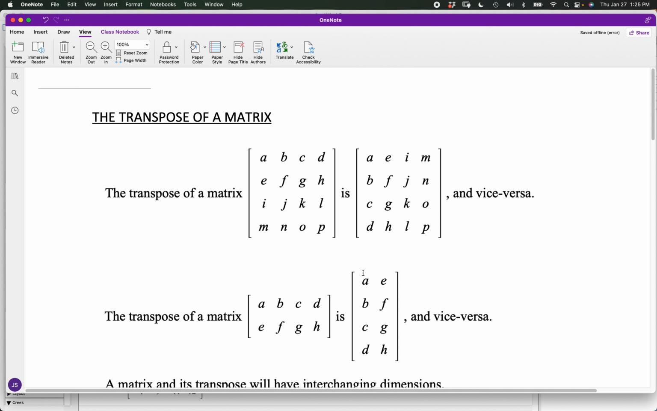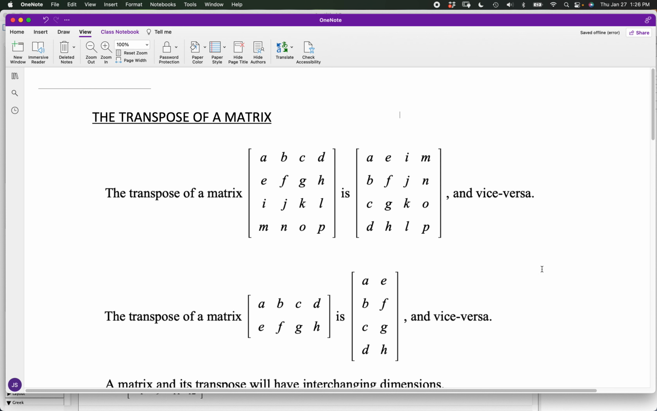The transpose interchanges the row and column values. Here we have the transpose: A, E, I, M, B, F, J, N, C, G, K, O, D, H, L, P. You can think of it as taking each of the items and moving in a clockwise direction: A, E, I, M, B, F, J, N, C, G, K, O, D, H, L, P.